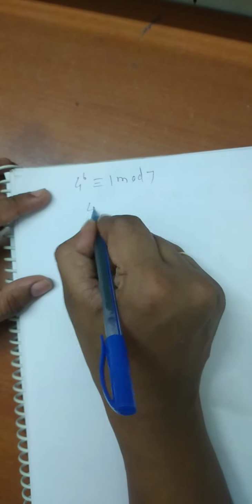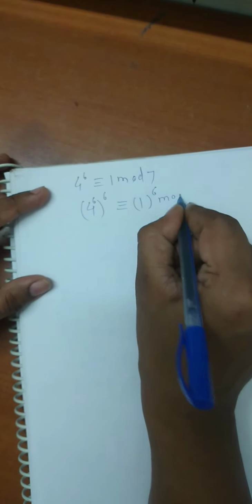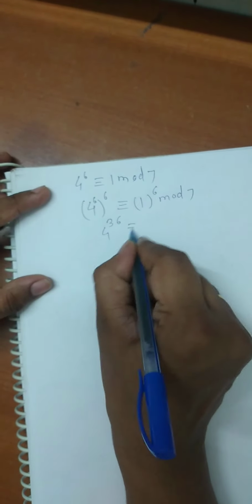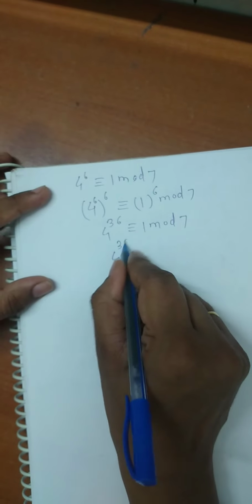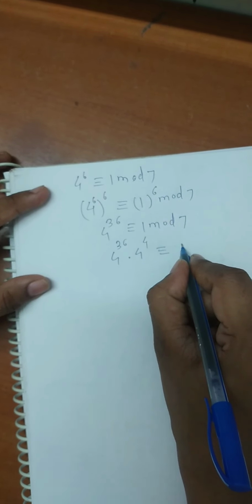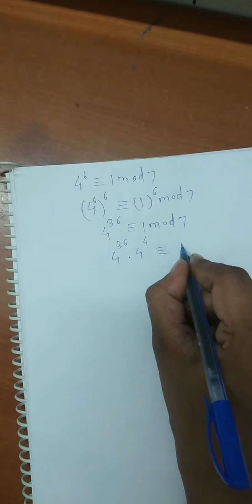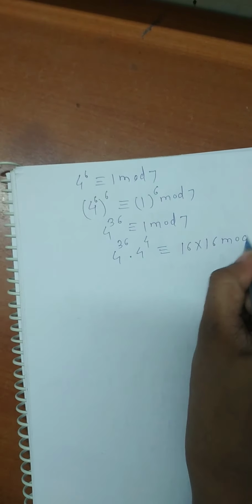mod 7. 4 to the power 6, raised to the power 6, is congruent to 1 to the power 6 mod 7. So 4 to the power 36 is congruent to 1 mod 7. So 4 to the power 36 times 4 to the power 4 is congruent to 4 to the power 4. Means 4 to the power 4 is what? 16.